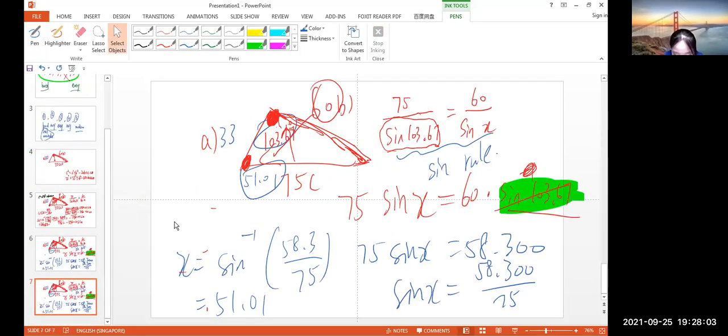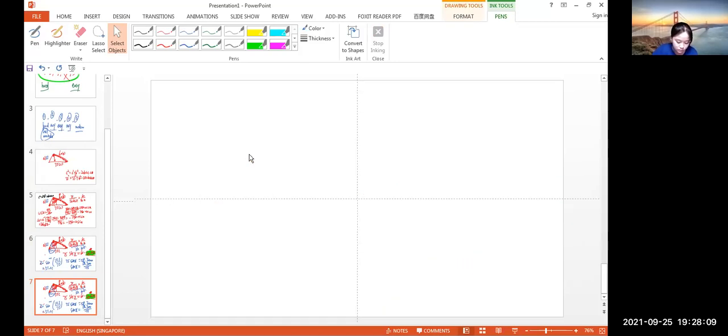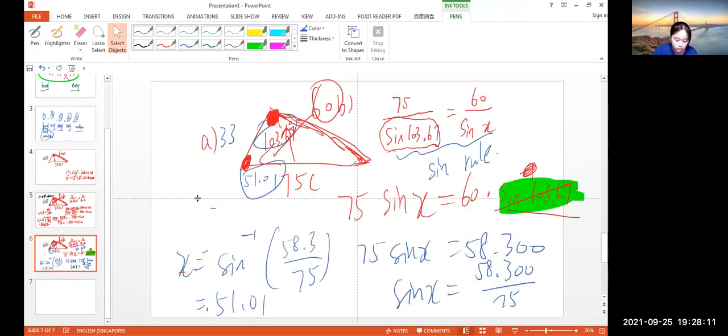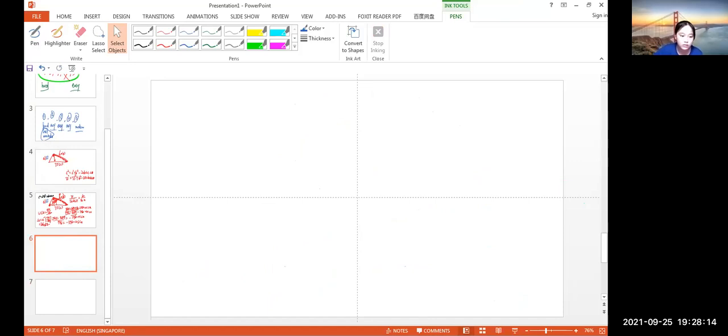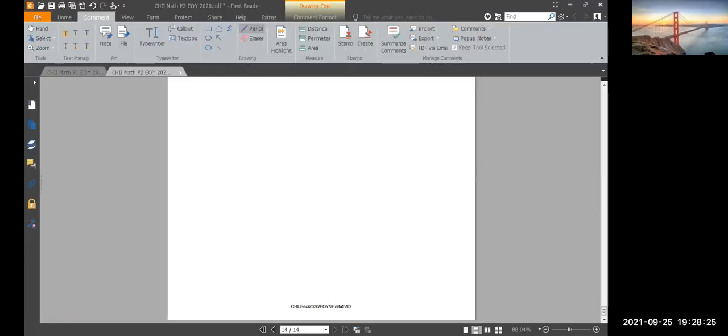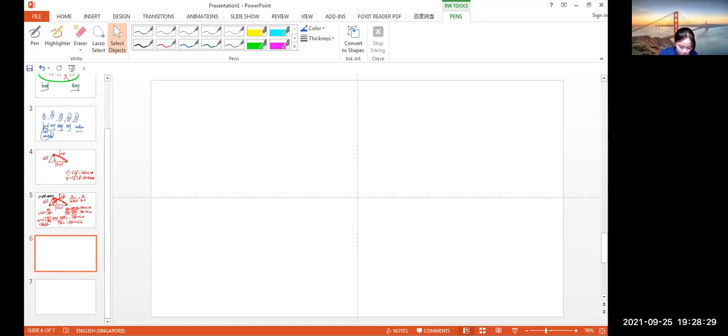Question 7. Okay, because I also gave this paper to my other students, and they tell me some of them are quite hard. So let's look at question 7 then. Hold on. You can see my screen, right? Yeah.